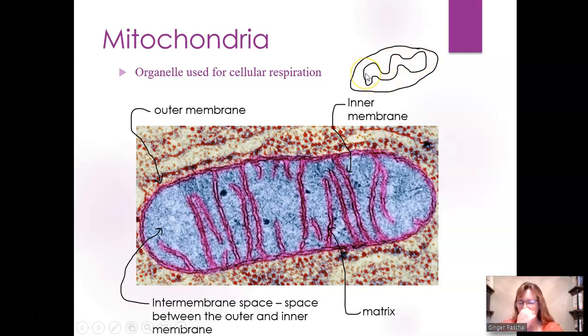There's also one more term. It's called cristae, C-R-I-S-T-A-E. And cristae are literally these folds. So they're literally the folds in the mitochondrial inner membrane. So cristae, C-R-I-S-T-A-E, are literally the folds within the inner membrane of the mitochondria.